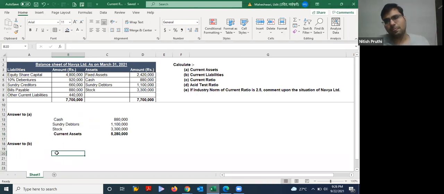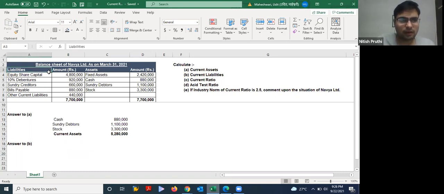Now similarly, when we say current assets are expected to be realized within a period of 12 months, current liabilities are those liabilities which are expected to be paid in a shorter period of time, maybe 6 months, up to 12 months generally. So it is just the opposite of current assets. Since it's the liability part, we'll have a look at the liabilities part of the balance sheet.